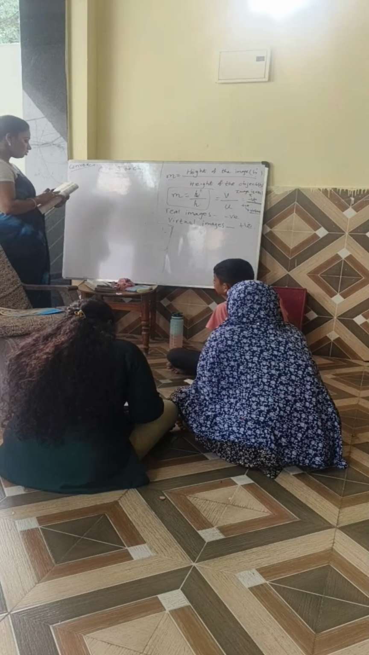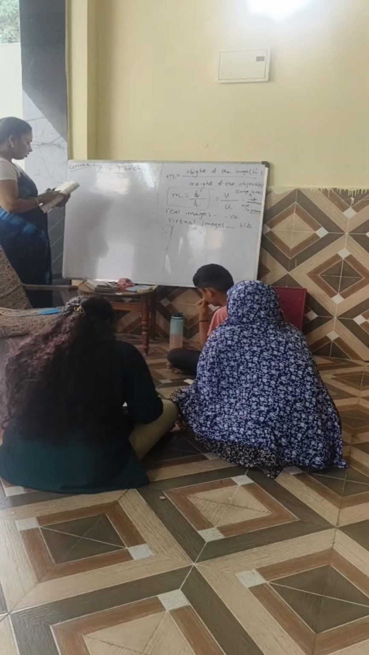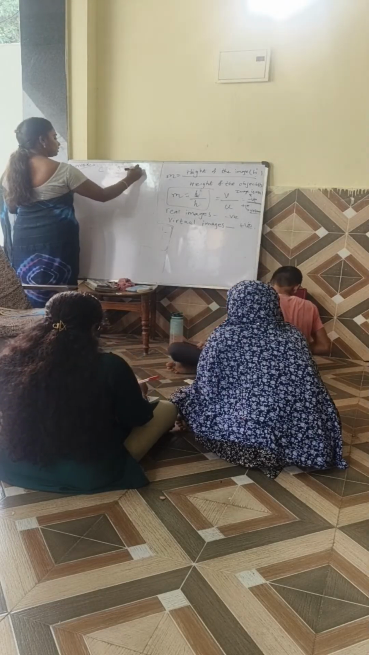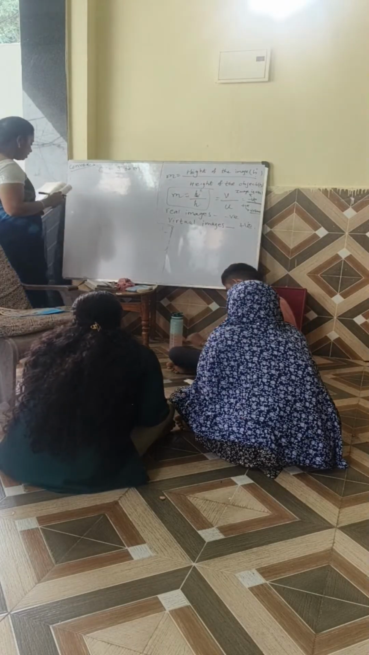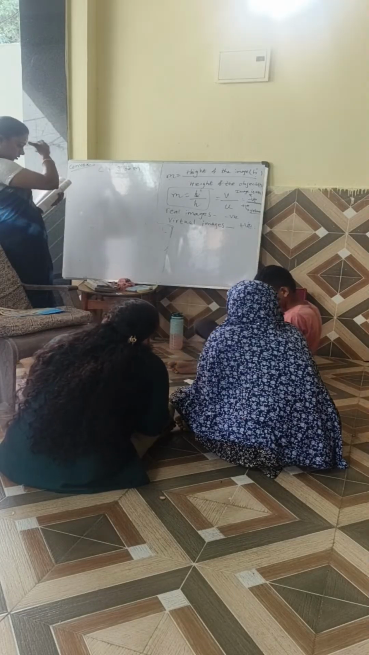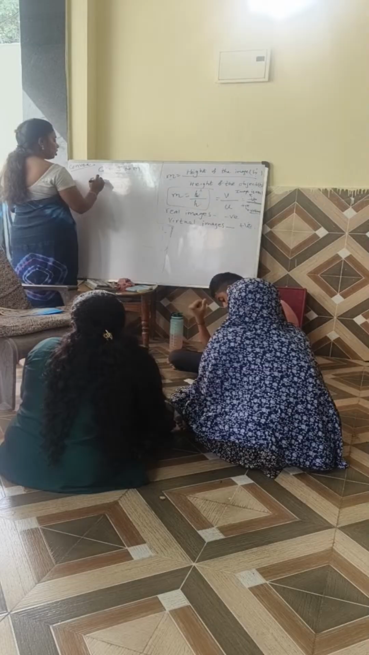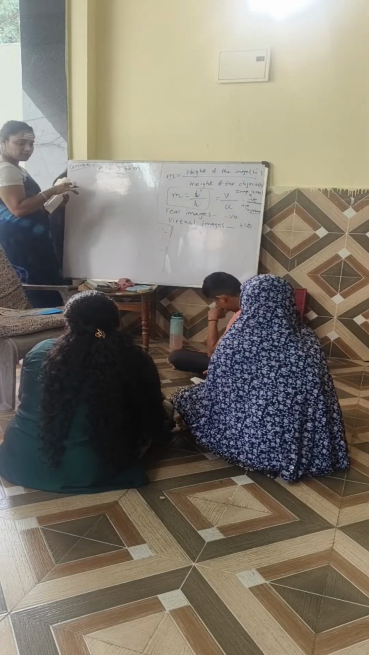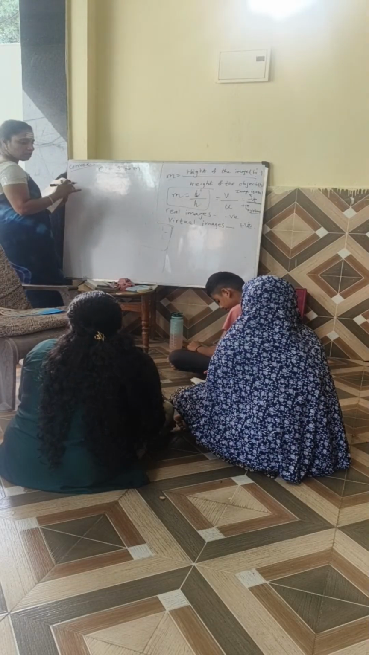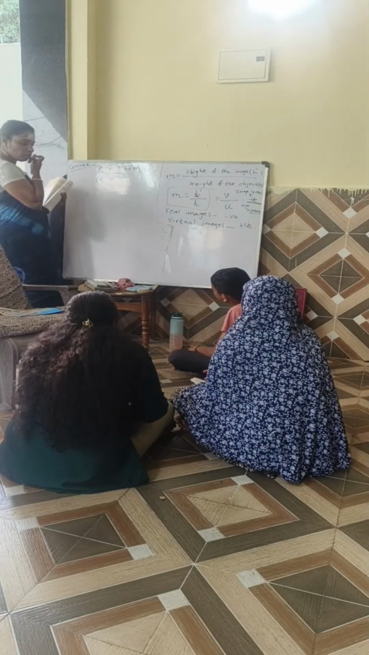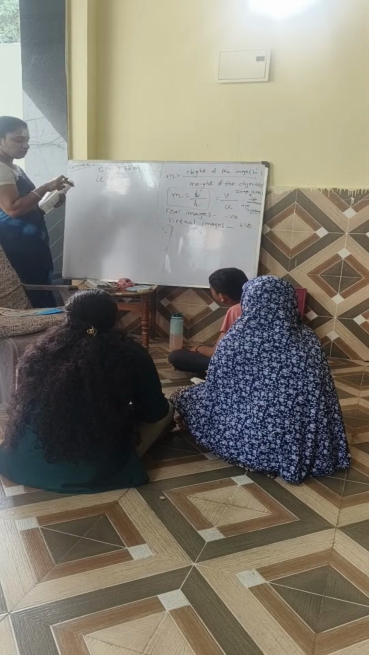Convex mirror they are using. Center of curvature, it is not centimeters, it is meters, 3 meters. If a bus is located at 5 meters, that means the bus is the object. That is called U. Object means U, image means V.